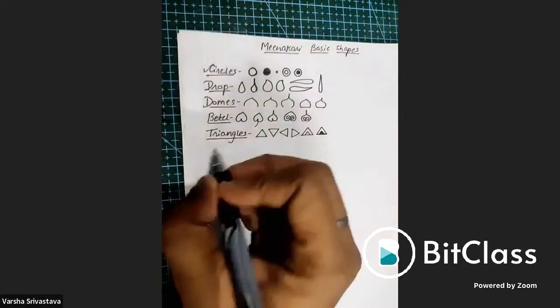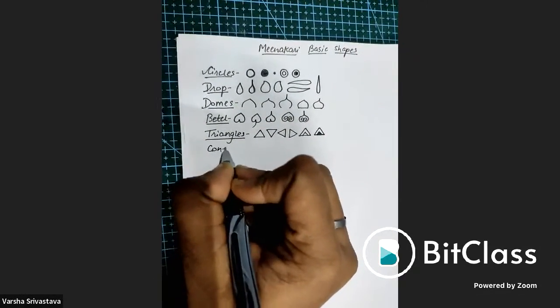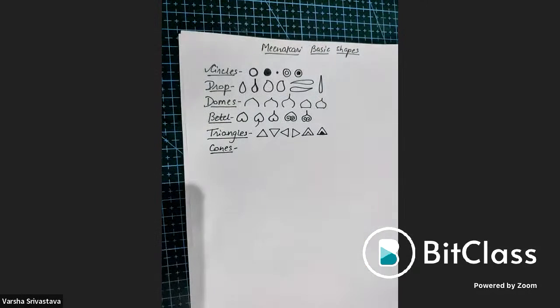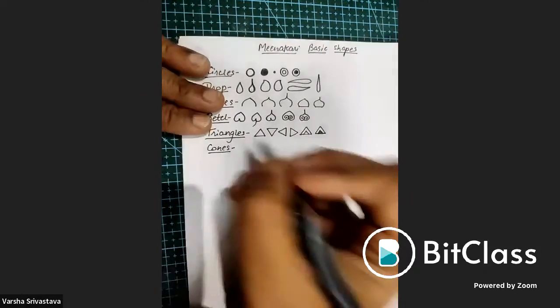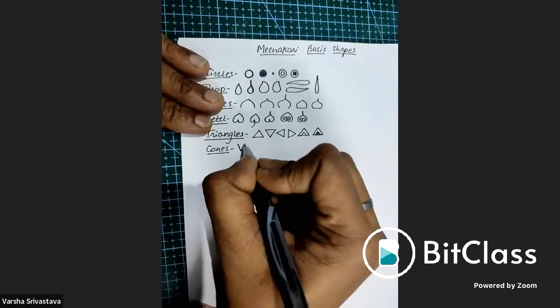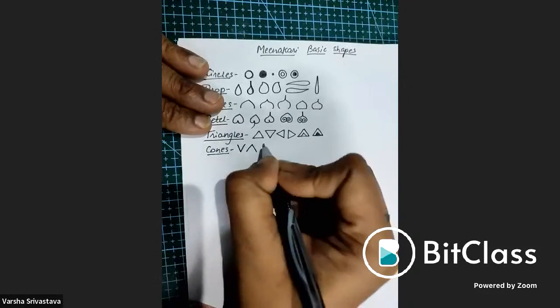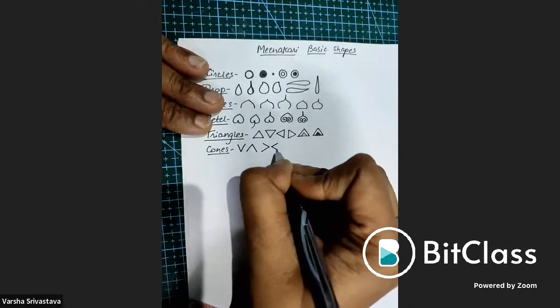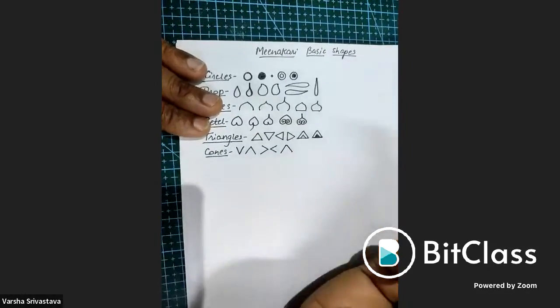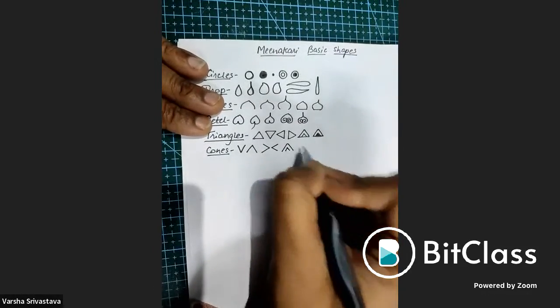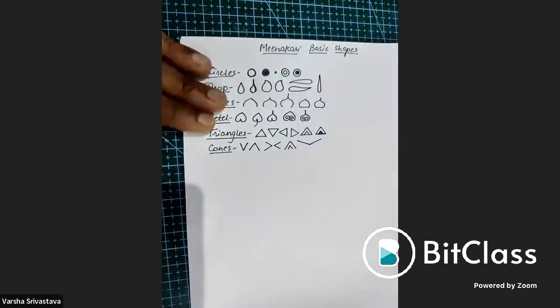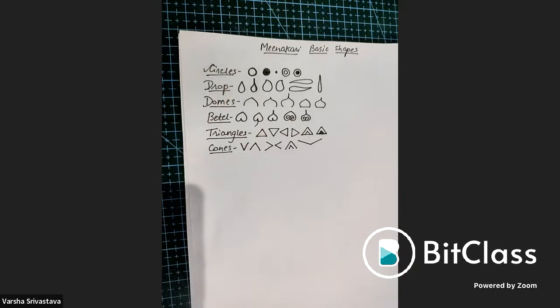Then I'm going to make the cones. And if anybody has any queries, you can just ask. I'm here to help you out. Okay. So now I'm going to make the cones. For that, I'm going to make the V, making it upside down, making it sideways, left and right. Then the cone and another cone inside this, and then the broad cone like this. Just make the cones.